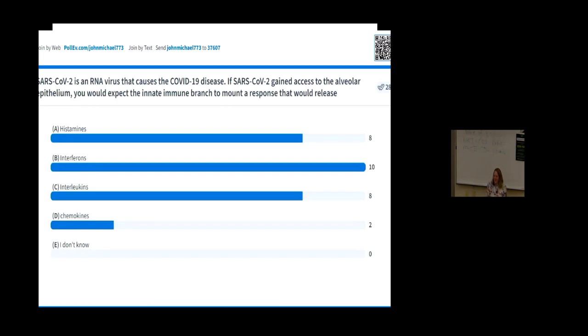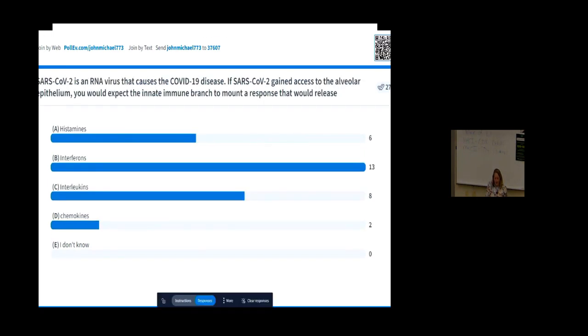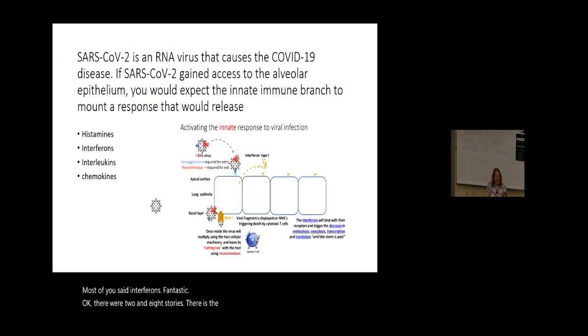Fantastic. Okay. There are two innate stories. There is the viral and the bacterial. So in a viral infection, it's an interferon story because the virus is actually going to get into a cell. Viruses cannot survive outside of a cell. They're obligate intracellular organisms. They need our machinery to be able to create new proteins and replicate.